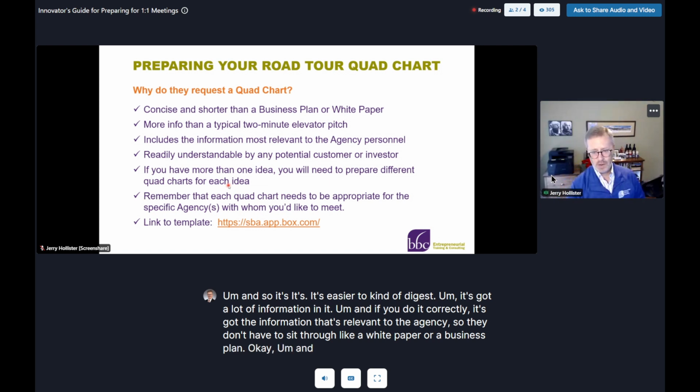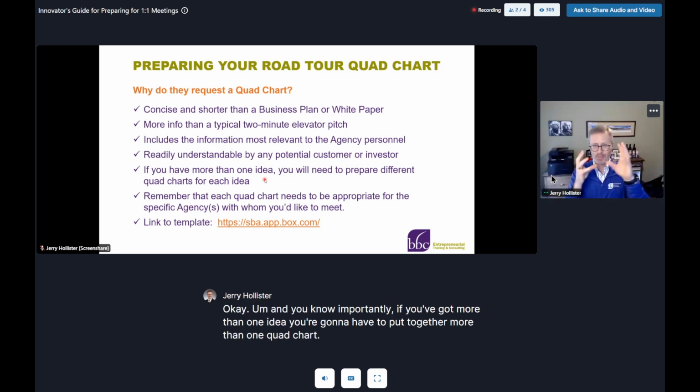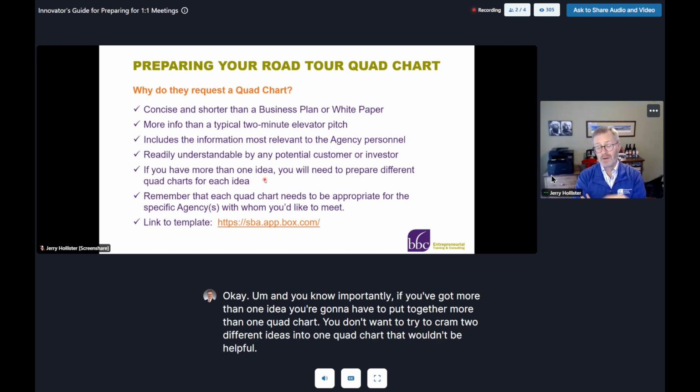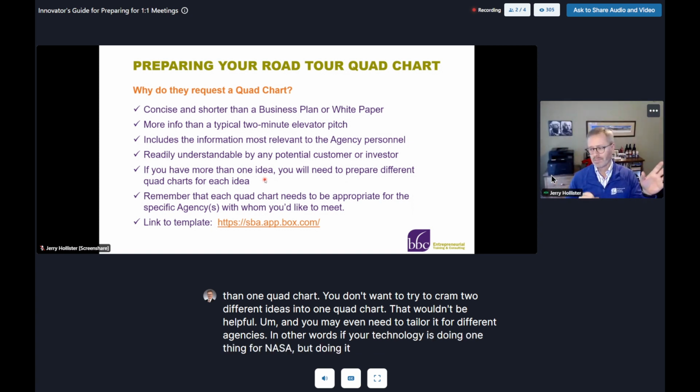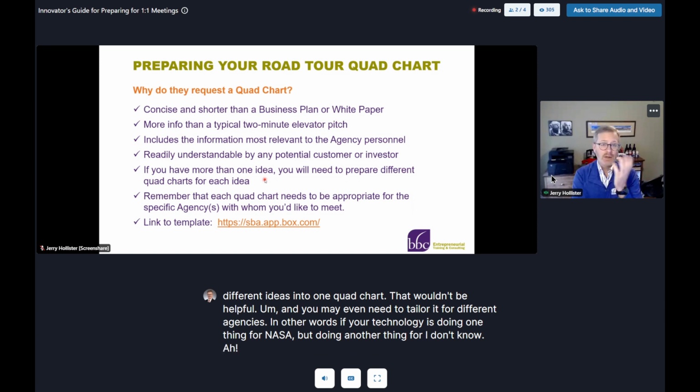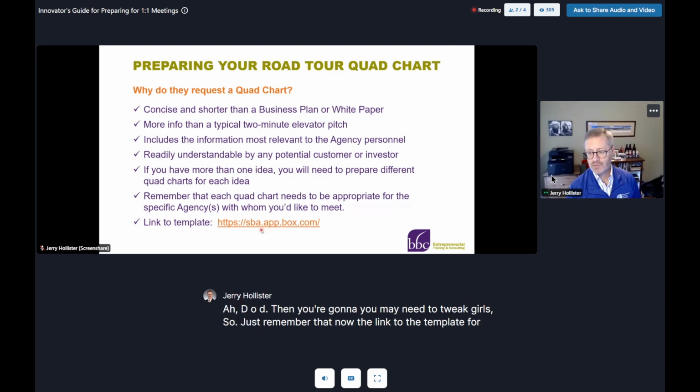And importantly, if you've got more than one idea, you're going to have to put together more than one quad chart. You don't want to try to cram 2 different ideas into one quad chart. That wouldn't be helpful. And you may even need to tailor it for different agencies. In other words, if your technology is doing one thing for NASA, but doing another thing for, I don't know, DOD, then you may need to tweak those. So just remember that.